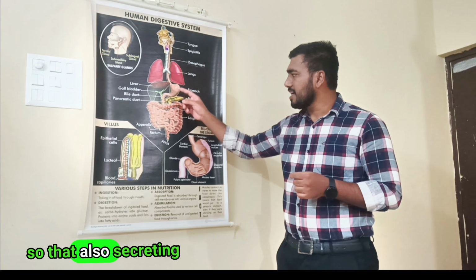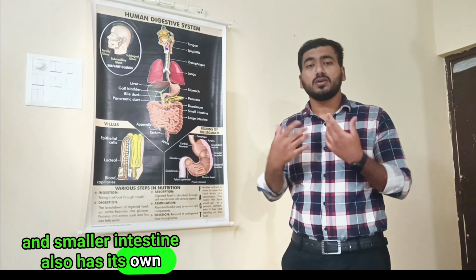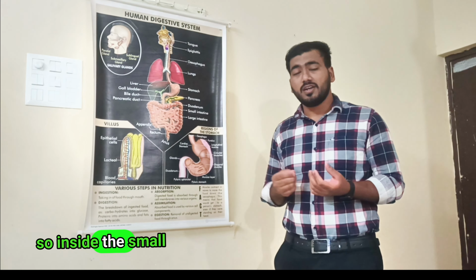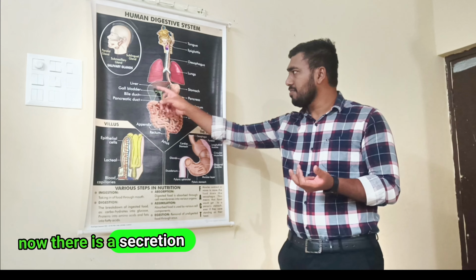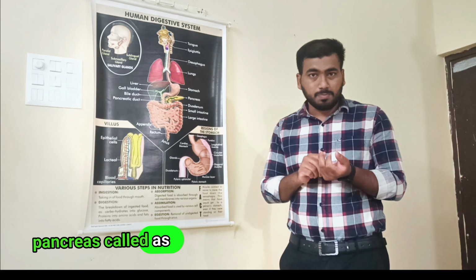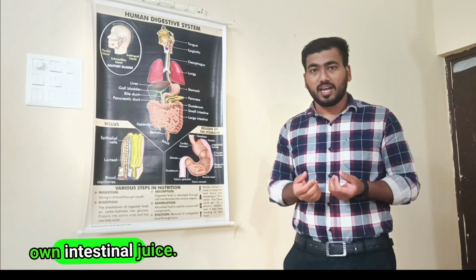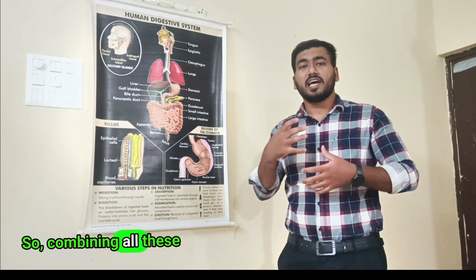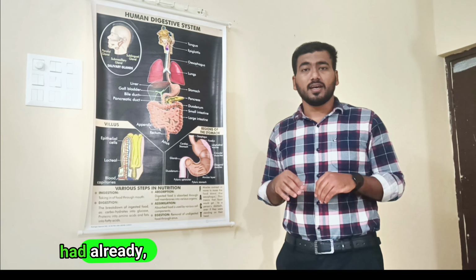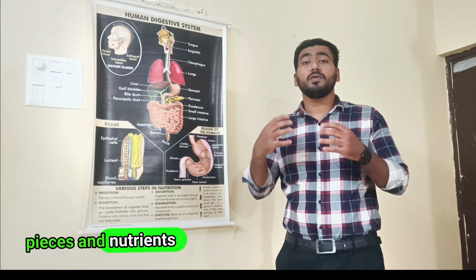So that is also secreting in the small intestine only. And the small intestine also has its own intestinal juice, which is also a digestive juice. Inside the small intestine, there is a secretion from the liver called bile juice, and secretions from the pancreas called trypsin, lipase and pepsin, and the small intestine has its own intestinal juice. Combining all these digestive juices, it will make sure whatever food you have had is completely broken down into smaller pieces and nutrients will be absorbed.